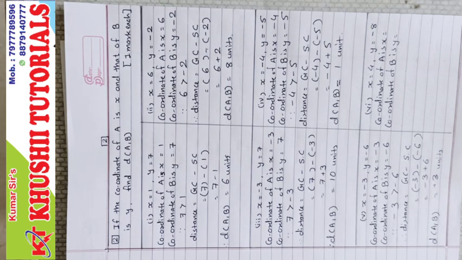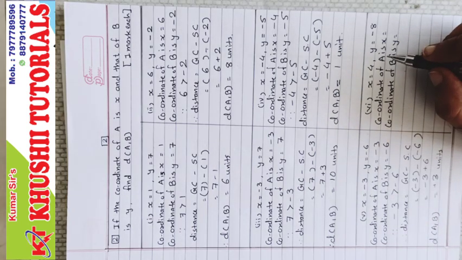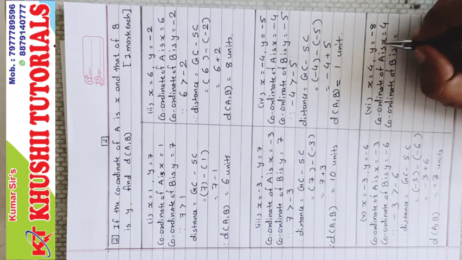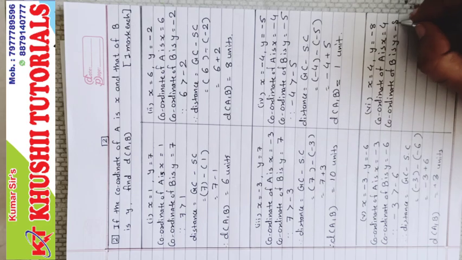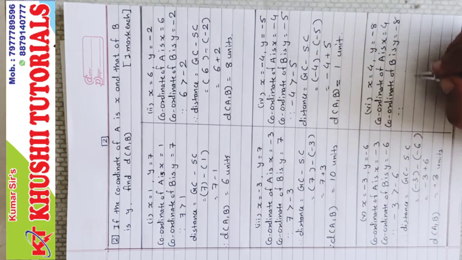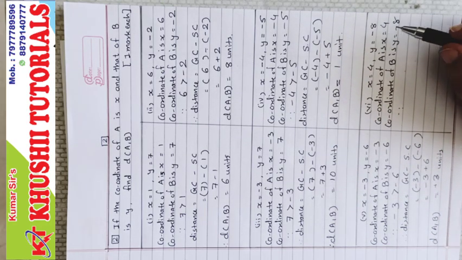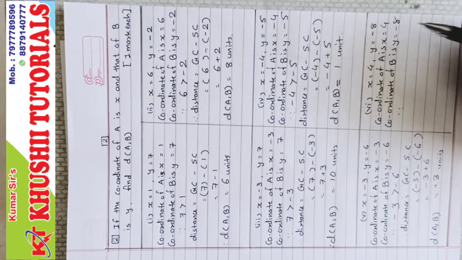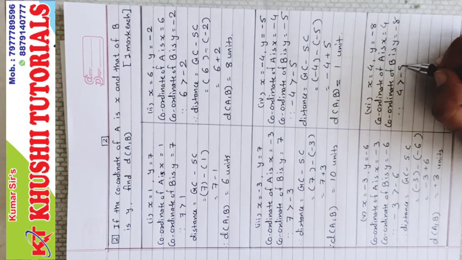And the last sum, coordinate of A is x, and x is 4. Coordinate of B is y and y is minus 8. Now comparison, since positive number is always greater than negative number, so 4 is greater than minus 8.